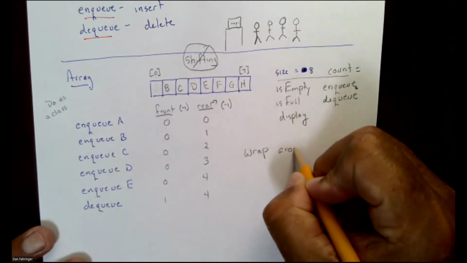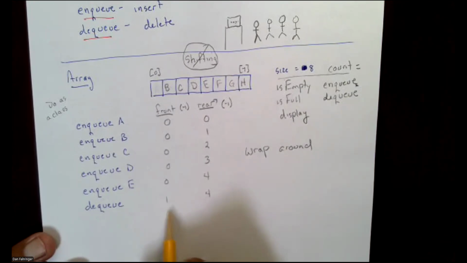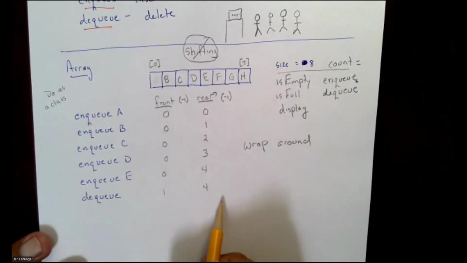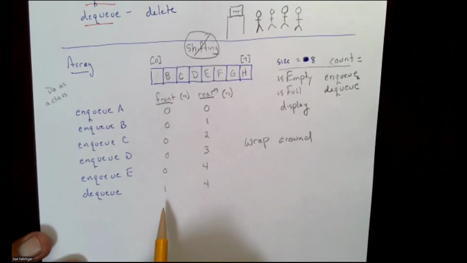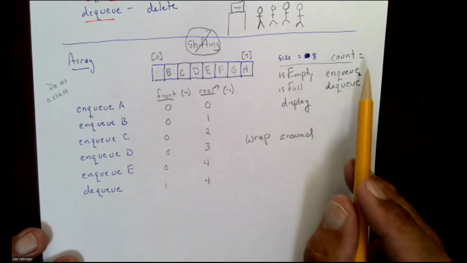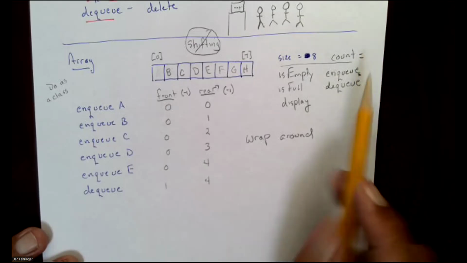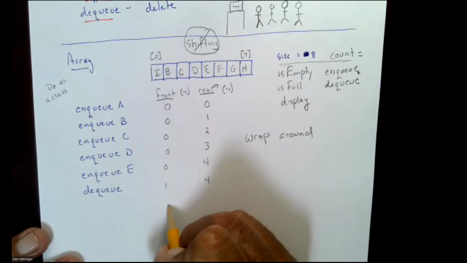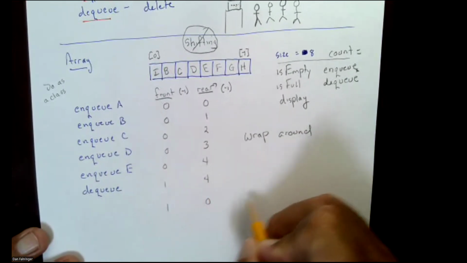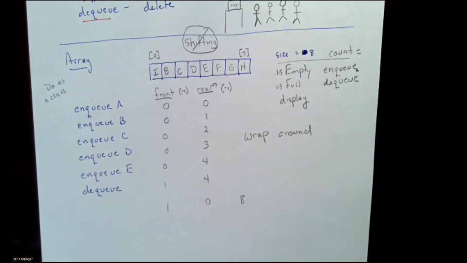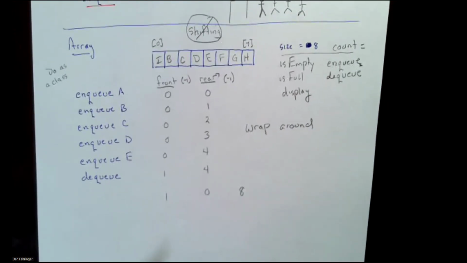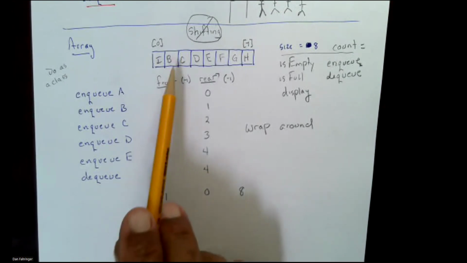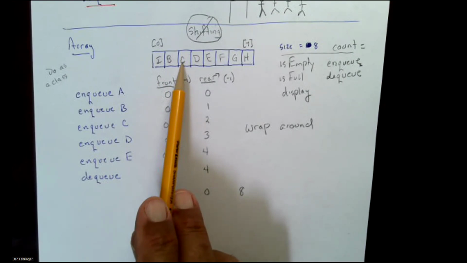Because what's important is these numbers. So right now front is at 1, and I'd have a count. I just made it 8. And when I put in I, all of a sudden I have 1 and 0 and a count of 8. Oh boy. What if I deleted B and deleted C?